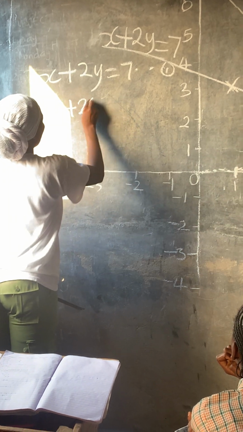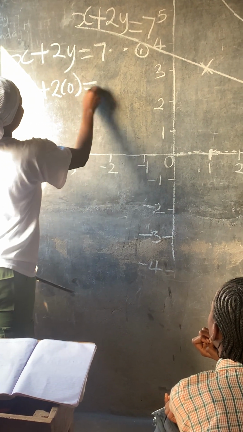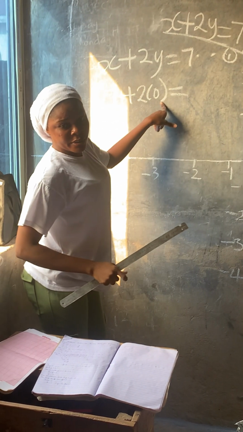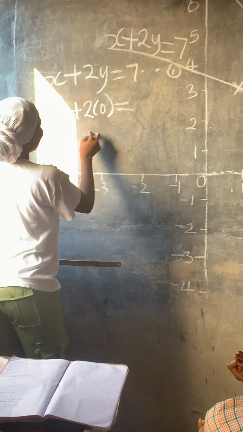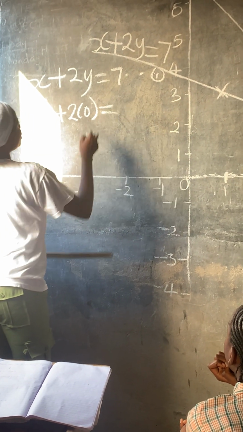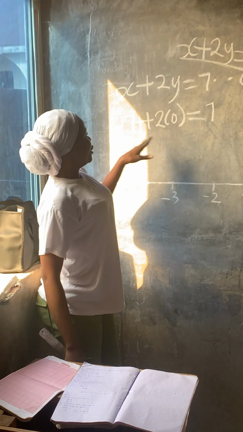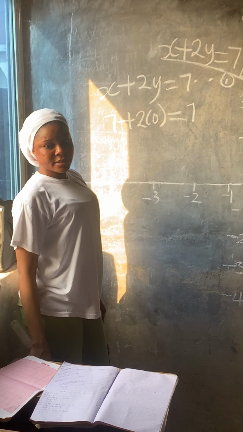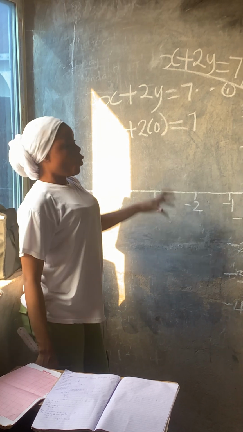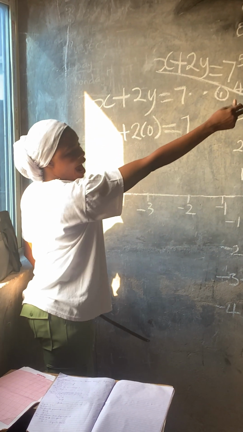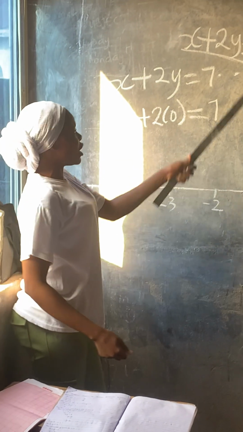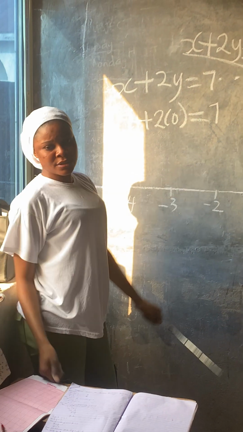Plus y is what? 0. That's 2 into what? So now 2 times 0 is 0. So now automatically our x is equal to 7. And what was this? 7. And what was our initial? 7. So that means this equation is correct. Do you understand? You need to input the value you are having into the equation. If it does not give you this, your answer is not correct.